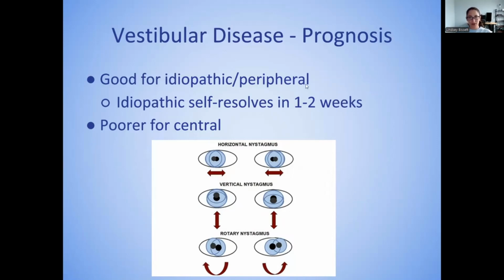Otherwise, with peripheral disease, when you have inner ear issues, you can go ahead and treat, and most of these patients do fine, even if they do require surgery. They do end up doing well long term. Unfortunately, the prognosis for central vestibular symptoms is not as good because it's a lot more difficult to treat than our peripheral disease.